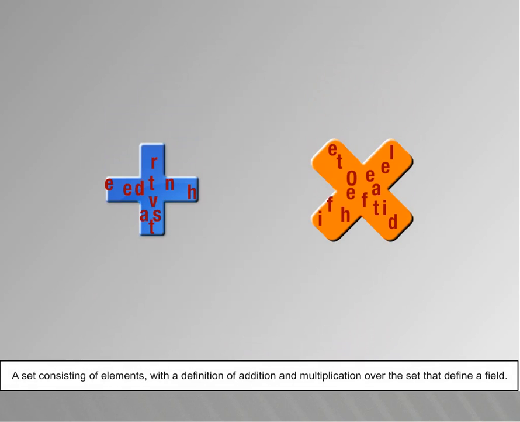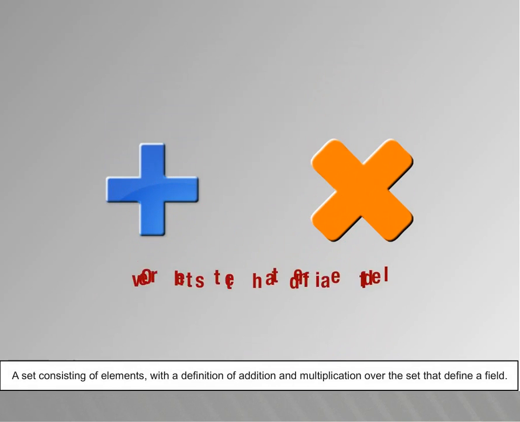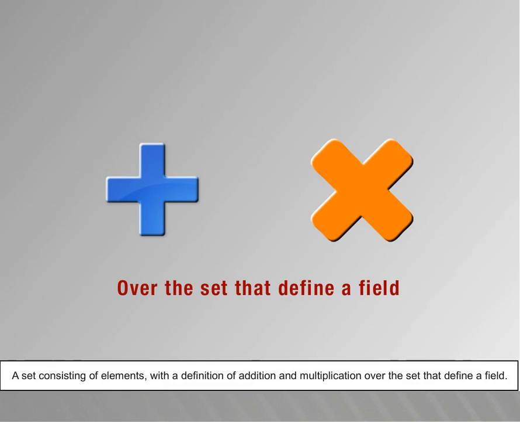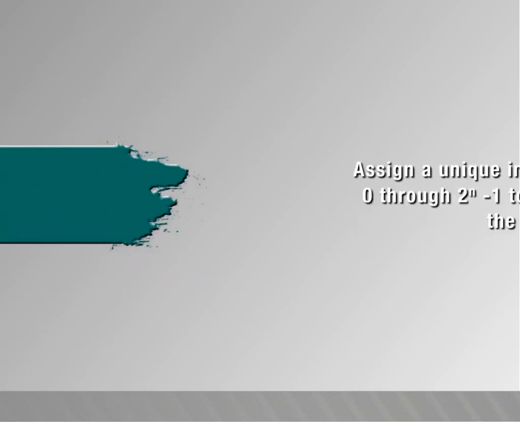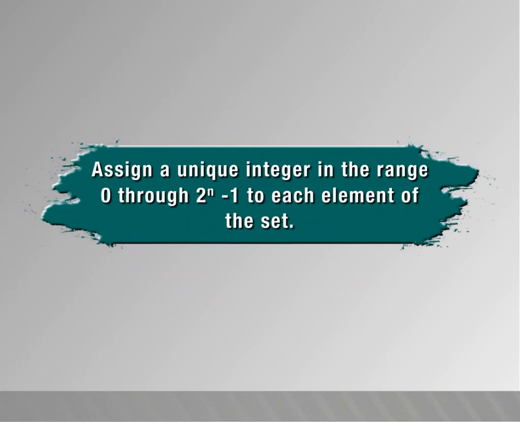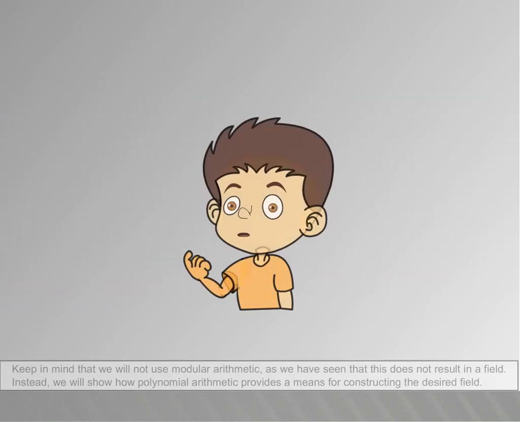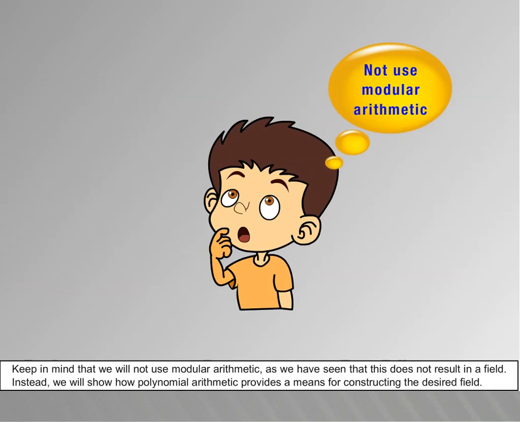A set consisting of elements with the definition of addition and multiplication over the set that define a field. Assign a unique integer in the range 0 through 2 power n minus 1 to each element of the set. Keep in mind that we will not use modular arithmetic, as we have seen that this does not result in a field. Instead, we will show how polynomial arithmetic provides a means for constructing the desired field.